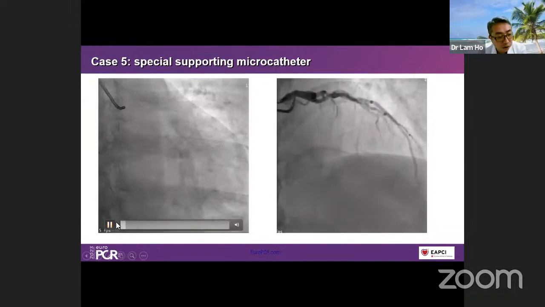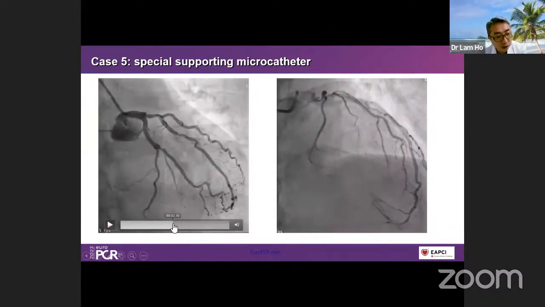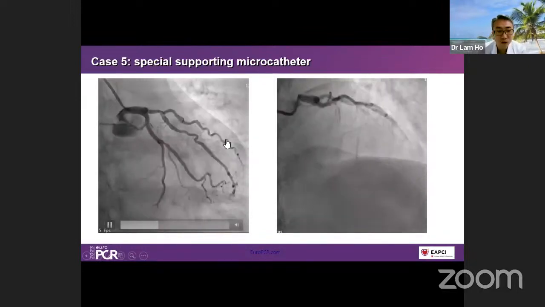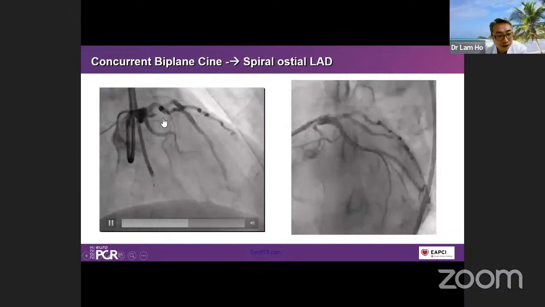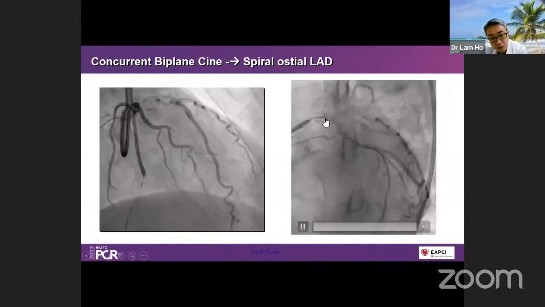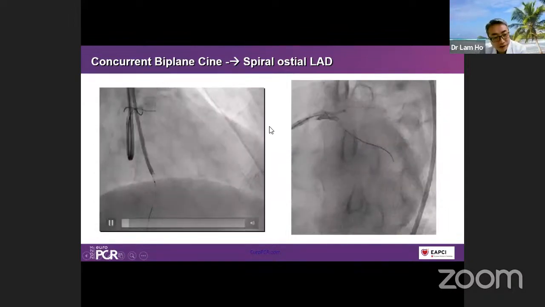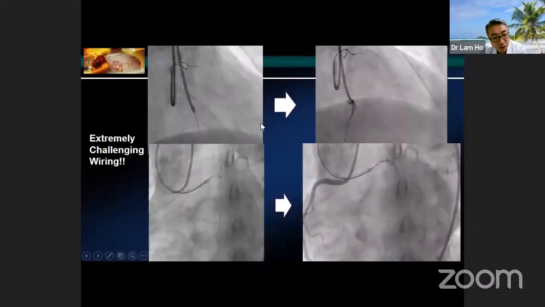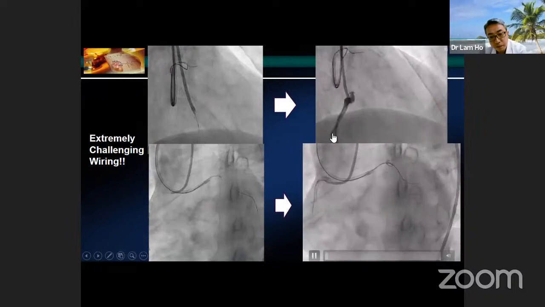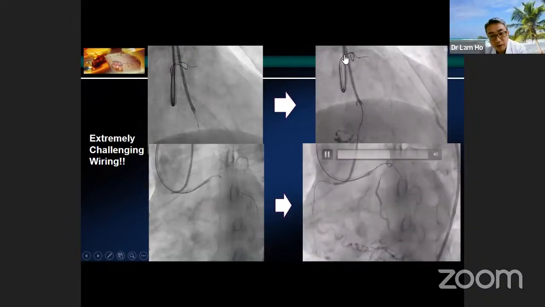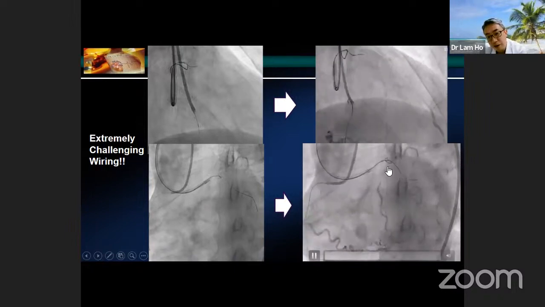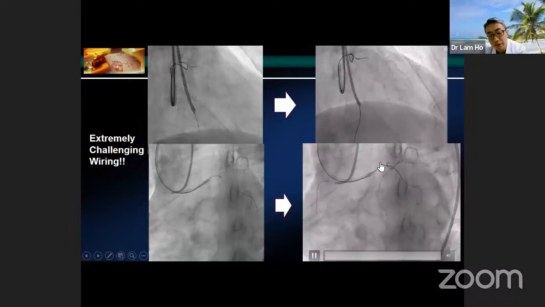This is an ostial AD CTO. Yeah, ostial AD CTO. And then a very funny case. This is really a very funny case. I tried to wire. You see the wire. In this view, it seems okay, but in spider view, you see there's a sharp turn. I don't understand. I tried to wire more. And then you can see the dynamic view. In the cranial view, it looks like this. Actually, it's a spiral. From spider view, you can see there's a big turn.